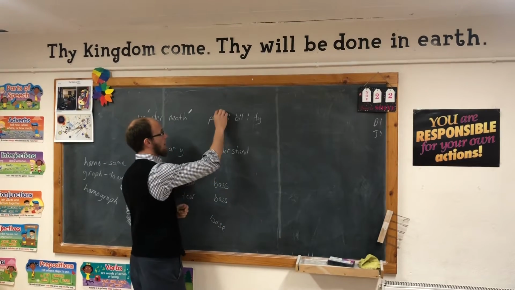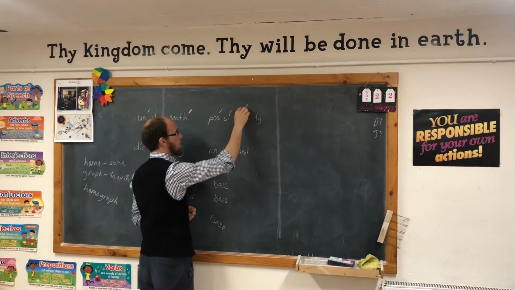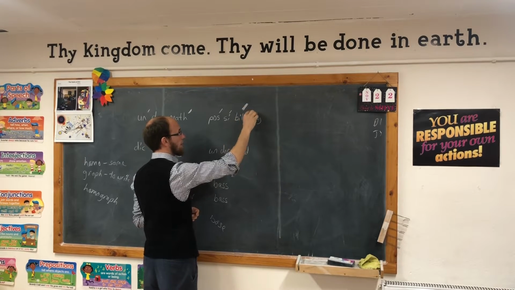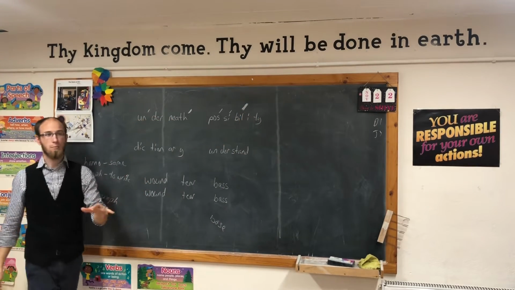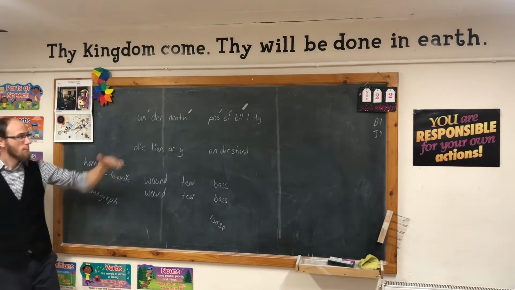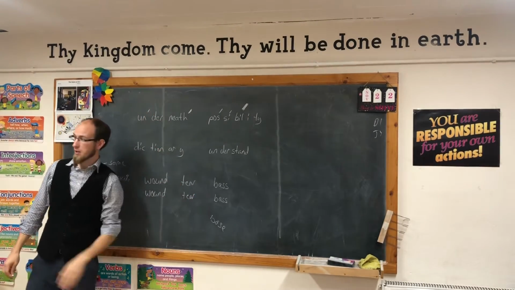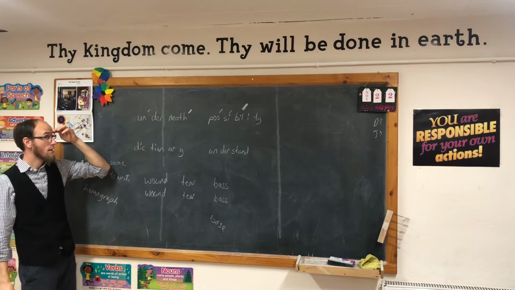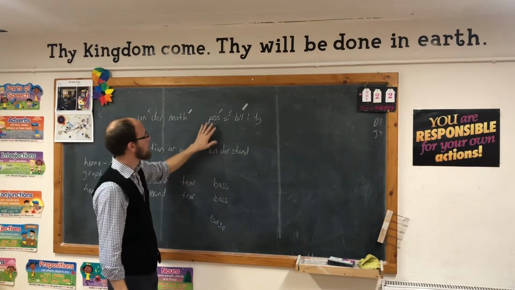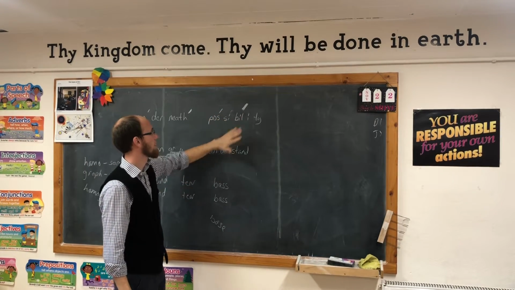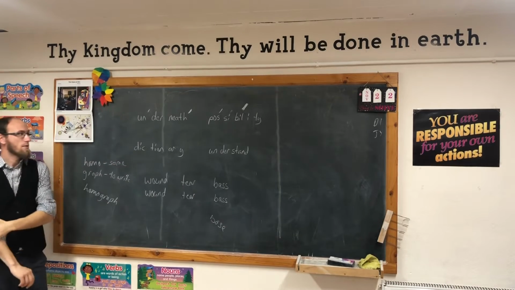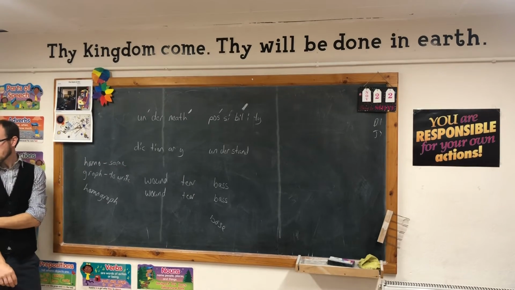Possibility, we probably say possibility. Possibility. No, probably not this one. This is probably better. Possibility. That sounds correct, doesn't it?